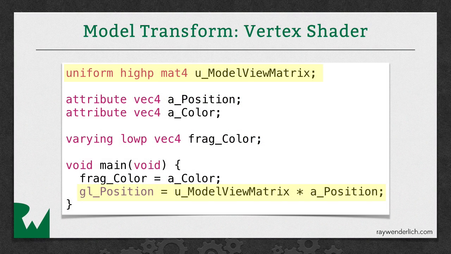Last but not least, the vertex shader, we're going to add in a new input variable for that uniform. Notice we have to use the uniform keyword. And then for gl_Position, we're going to pre-multiply the position by that uniform matrix. So let's see how this looks.